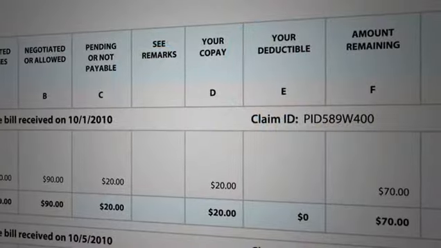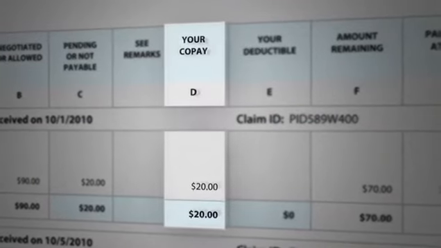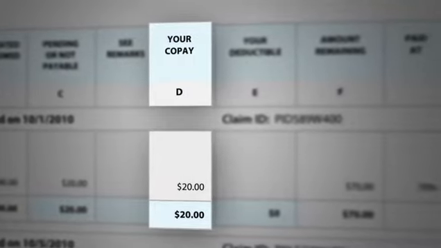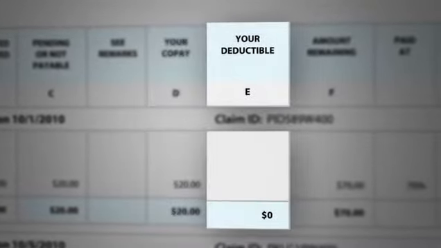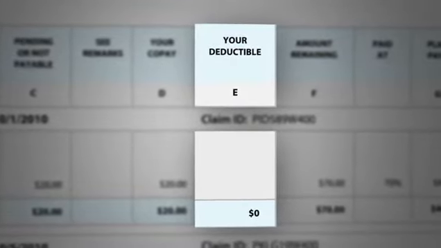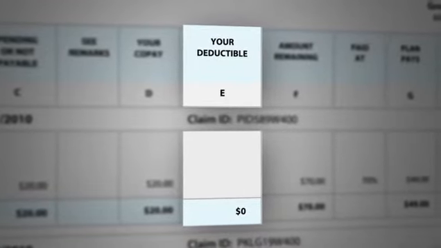The following columns correspond to the details of your health plan. For example, under copay amount, you will see the amount you are required to pay a provider for most visits. Under deductible amount, you will see the amount, usually an annual total, you are required to pay for covered healthcare services before your health plan will pay any benefits to you.